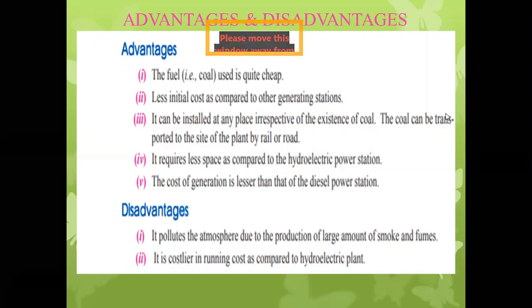If you compare the steam power station with the hydroelectric power plant, it requires less space because it doesn't require space for the reservoir. It requires space only for installation of various systems. The cost of generation is lesser than that of the diesel power station. If we compare the steam power station with the diesel power station, the cost per unit generation of electrical energy is lesser than that of the diesel power station.